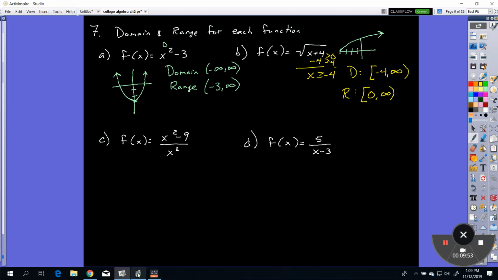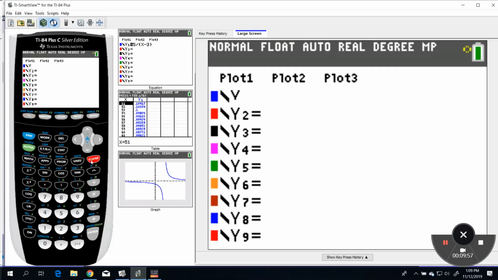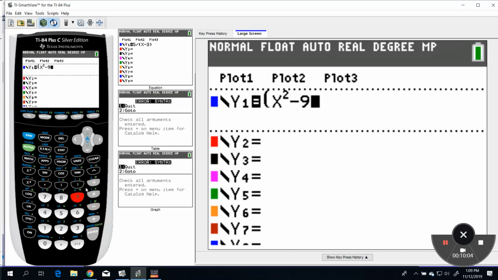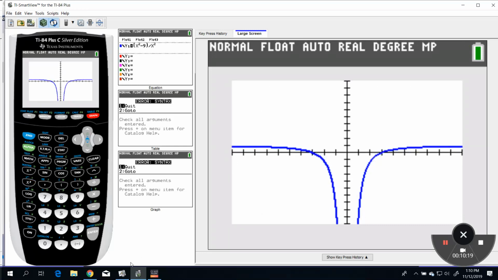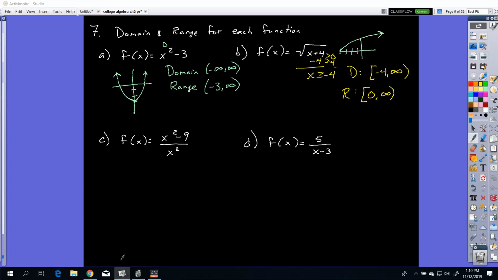Part C, let's just pull that up on a calculator so you can see what it looks like. Parentheses, x squared minus 9, all divided by x squared. Go to your graph. So it looks like it's pretty flat along here, almost 1. Then it dives down at 0, and then it comes back up and flattens back out. So that kind of gives us an idea of what's really happening with this equation.